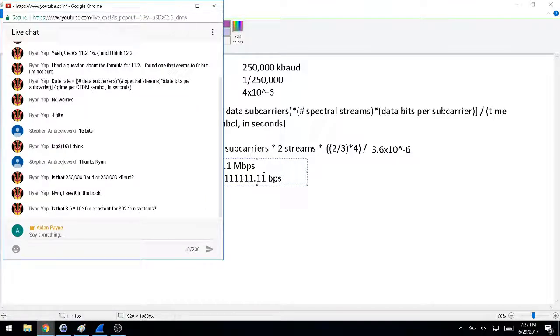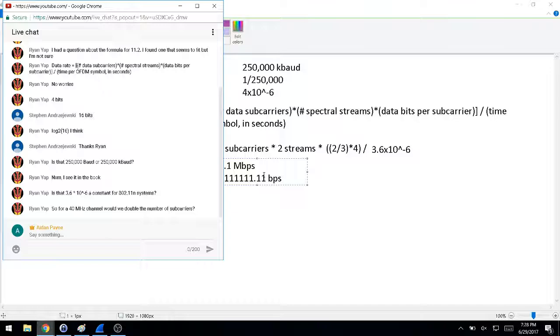Is that 3.6 times 10 to the -6 a constant for 802.11n systems? Ryan, that's a good question, and it might be. Are you seeing that somewhere that makes you think that it is? Because I'm looking through some of the lecture material and I'm not seeing that immediately, but that would be a good explanation of why that's the case.